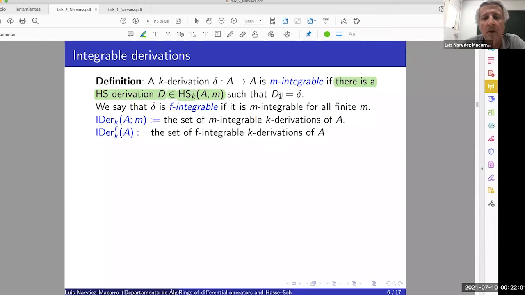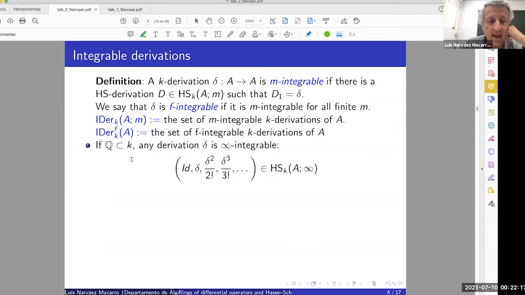Okay, so there are different models, but more or less all of them are related. For instance, if our base ring contains the rationals, it is very easy to see that any derivation is infinity integrable, because you can form this sequence and you easily check that it defines a Hasse-Schmidt derivation of length infinity. Okay.